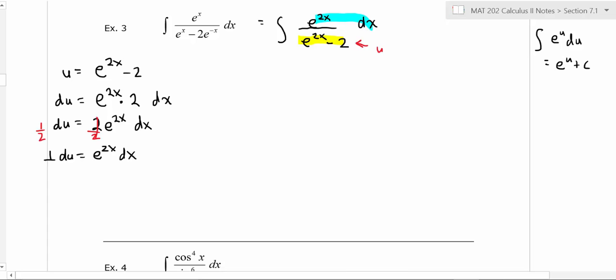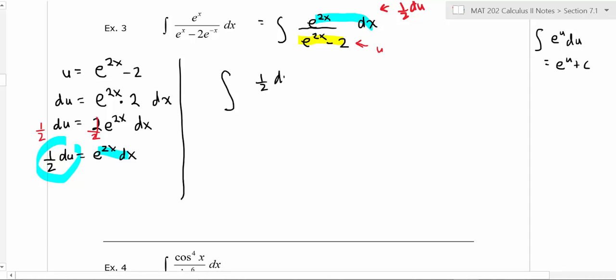So this thing right here, e to the 2x dx, is going to get replaced with 1/2 du. Now I'm ready to set up my u integral and integrate. After we've done that work, we transform this into the integral where e to the 2x dx is 1/2 du, and e to the 2x minus 2 is going to be u.